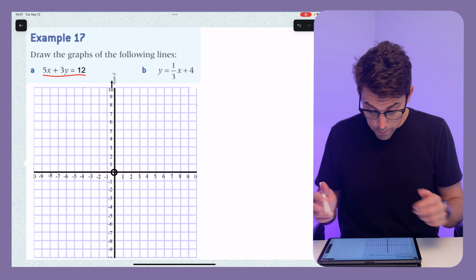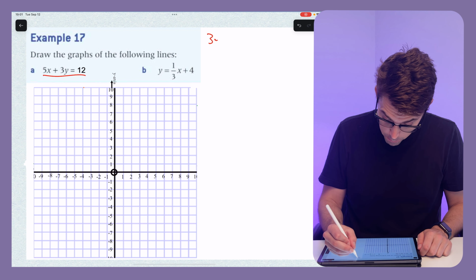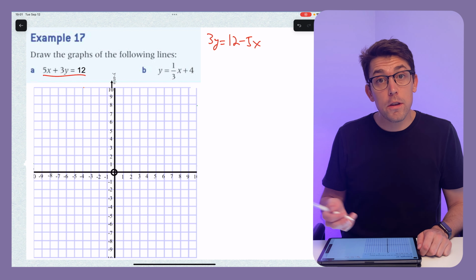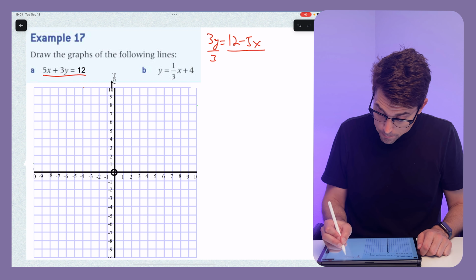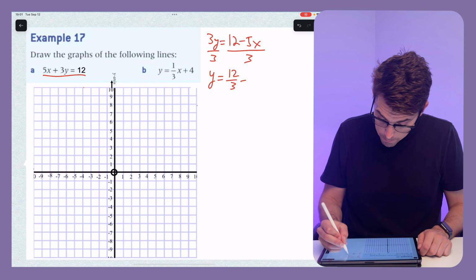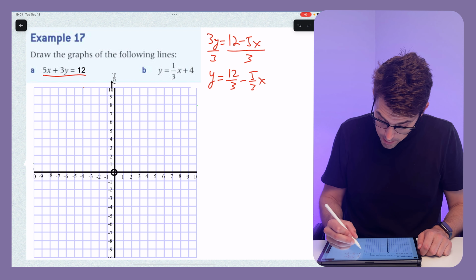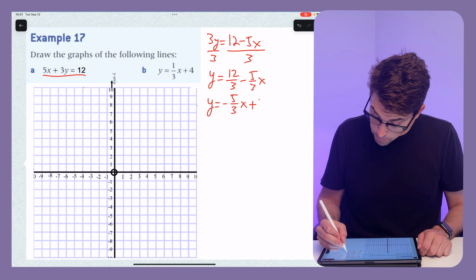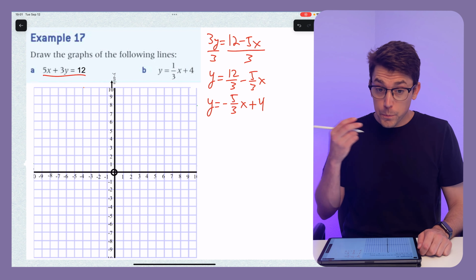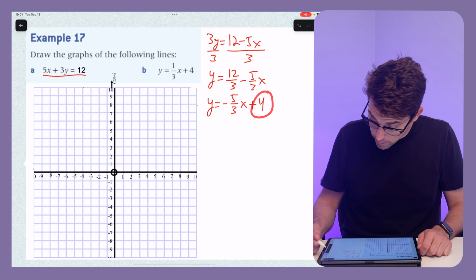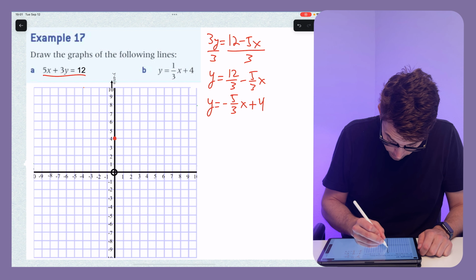So let's go ahead and move that 5x over to the other side. So I'll have 3y is equal to 12 minus 5x. And now all I have to do is divide each side by 3. I'm going to have a single y is equal to 12 over 3 minus 5/3 x. Let me rearrange this. So I have -5/3 x over here, plus then 12 over 3 simplifies to 4. There we go. And so what I'm going to do now is I'm going to have my point 4. So let's go ahead and draw that right here, 4.